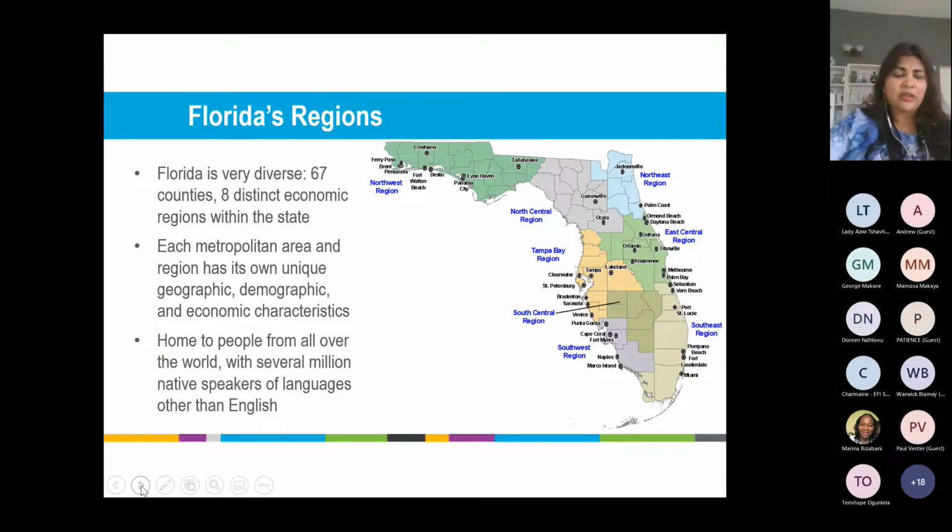This is just a quick graphic to show you Florida's seven distinct economic regions within the state and 67 counties. Each county has its own economic development office, which is part of the network that we relate to. It's part of the network that we serve and we support. Next slide, please.